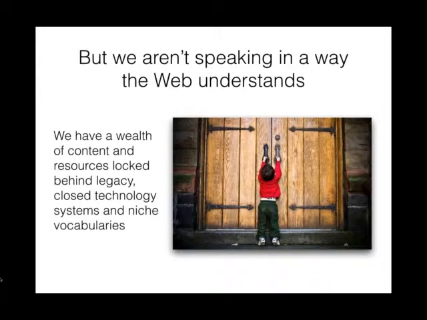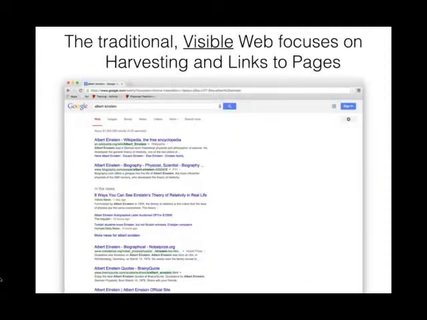We have this wealth of content, but we've locked it behind legacy systems and niche vocabularies. This made a lot of sense 40 years ago. It makes no sense now. We know this. So we're recognizing there's a problem, and we're trying to figure out the best way of achieving that. To do so most effectively, it's helpful to spend a little time understanding how the web, in the context of the web of data now, works.